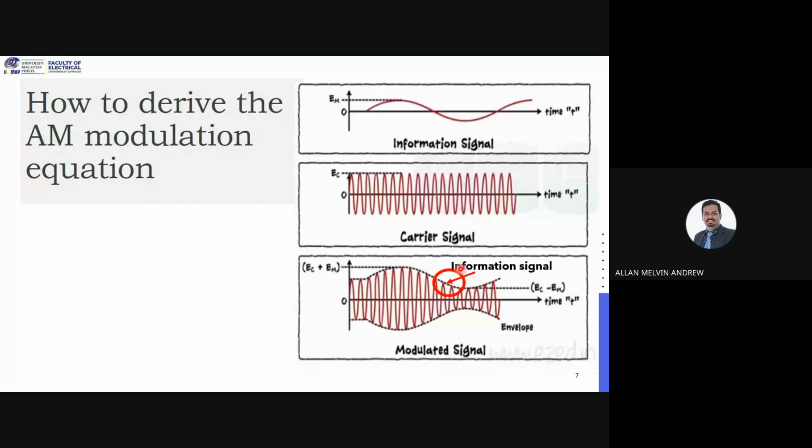The curve here on top, you can see, is a similar shape, and the bottom is just a mirror of the same shape, and in between you just put the carrier signal. That is how you draw the AM modulation signal. Now we will see some mathematical expressions.